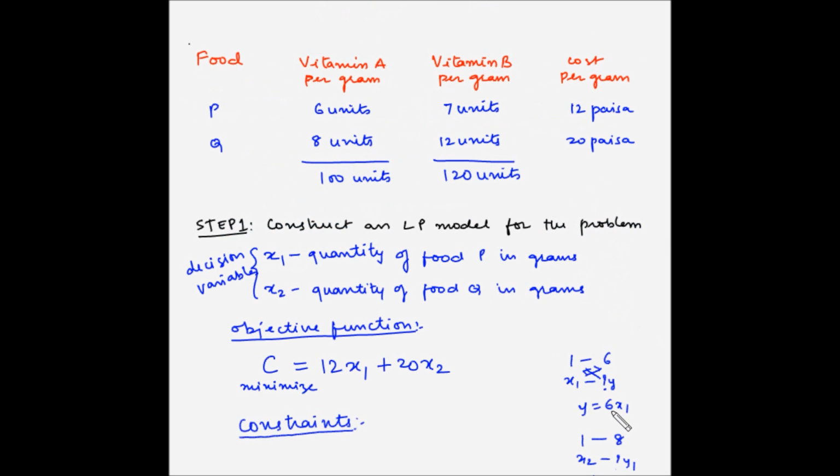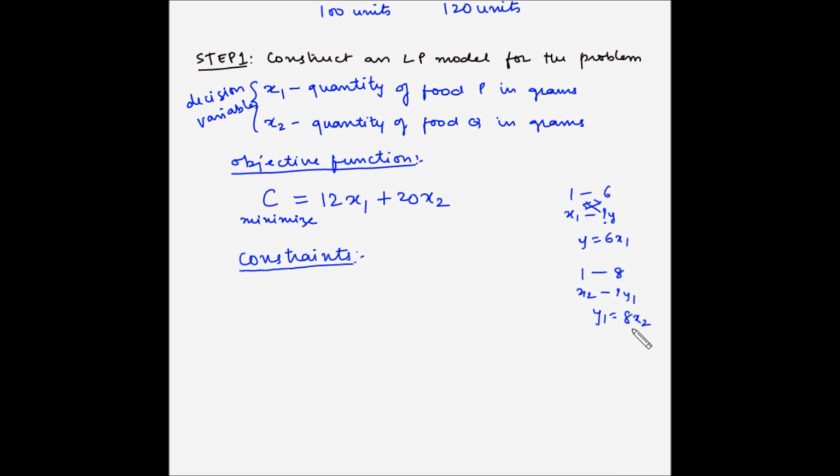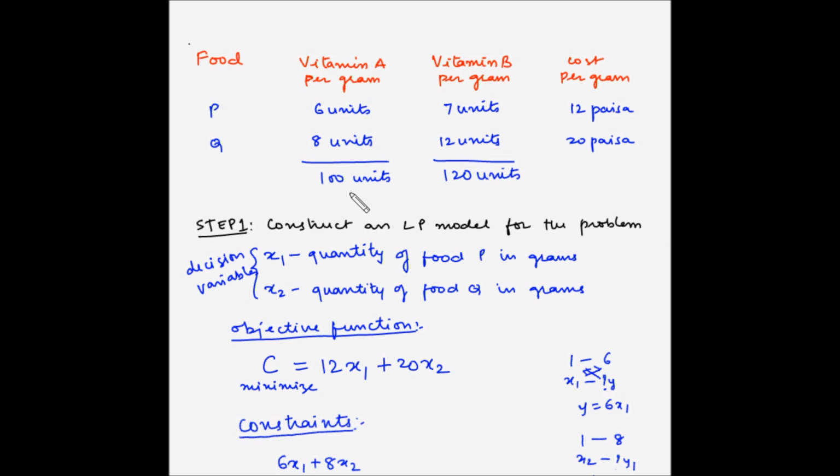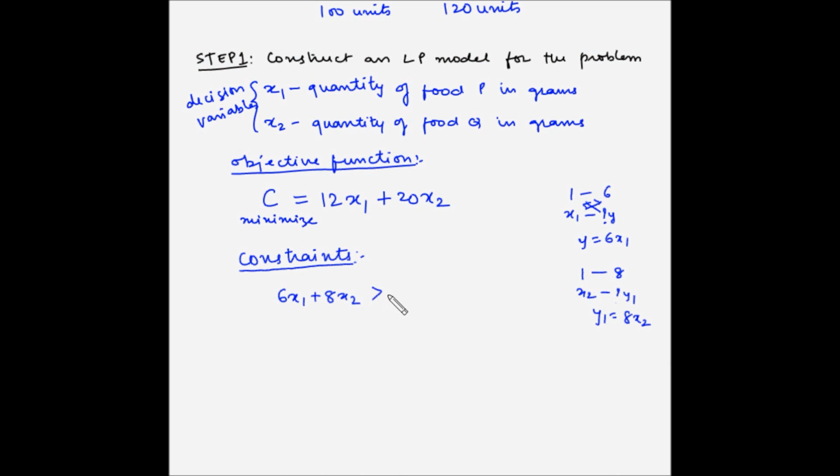So the total vitamin A in x1 quantity of P and x2 quantity of Q will be 6x1 plus 8x2. And this should be minimum 100 units. That means it can be equal to 100 units or greater than 100 units. So greater than or equal to 100.